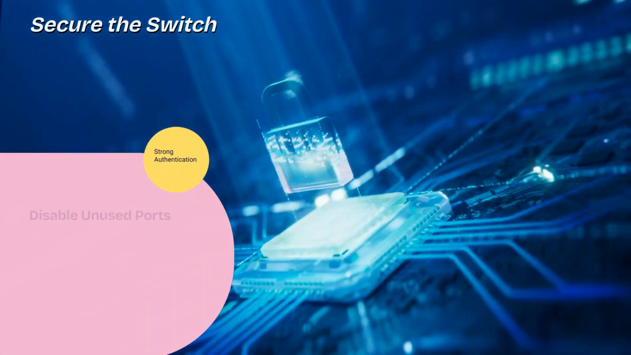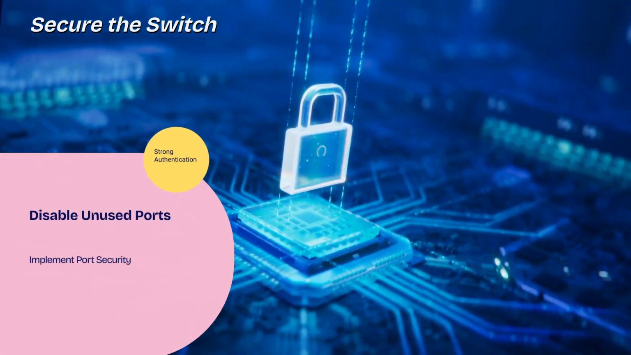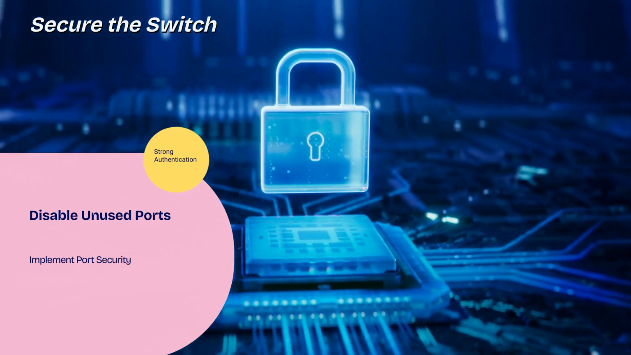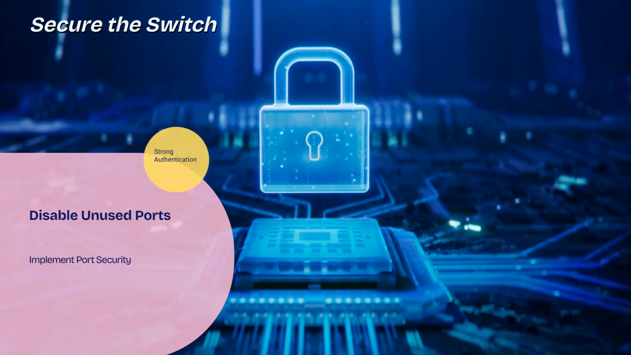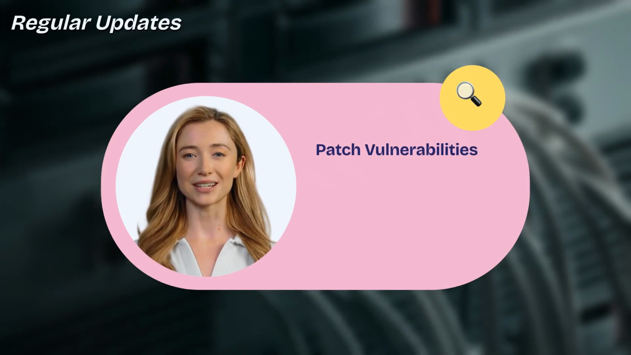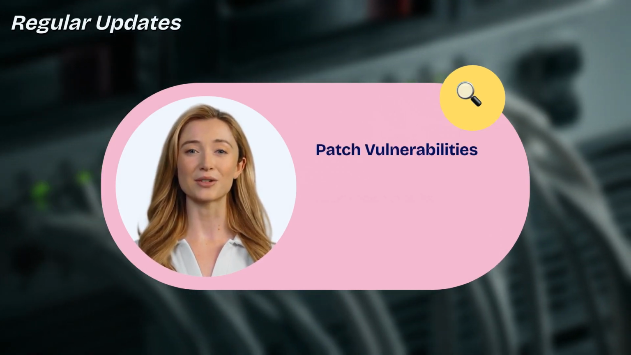Secure the switch. Use strong authentication, disable unused ports, and implement port security to prevent unauthorized devices from connecting. For example, only allow specific MAC addresses on each port to prevent rogue devices from connecting. Regular updates. Keep the switch's firmware updated to patch vulnerabilities. An outdated switch can be an easy target for an attacker who knows about known exploits.